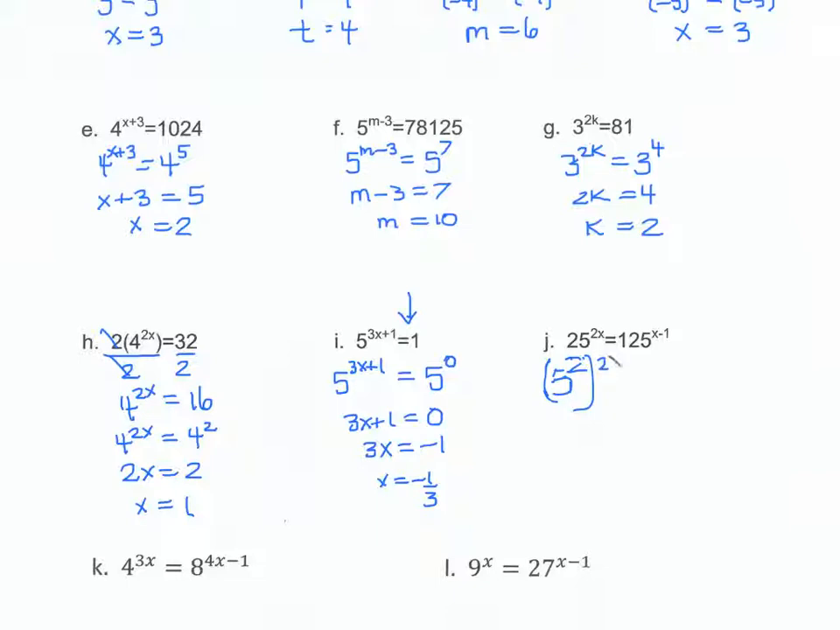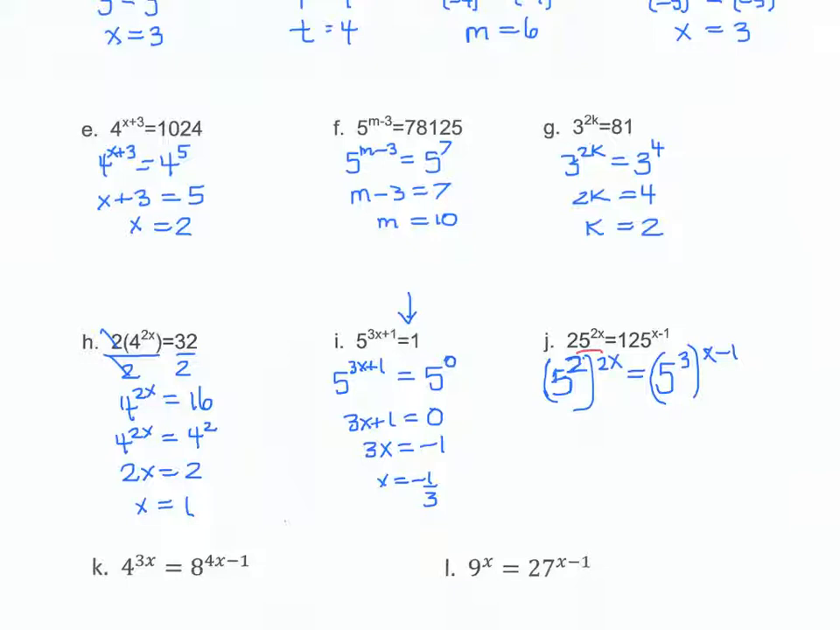and we still have the 2x on the outside here of these brackets. And 125 I'm going to write as 5 cubed, and we still have x minus 1 outside there as well. So I've replaced the base, or I've rewritten, I guess we should say, each base as a power of 5. So I haven't changed the question, I've just written both sides with a common base. Now we're going to simplify in the exponents here.